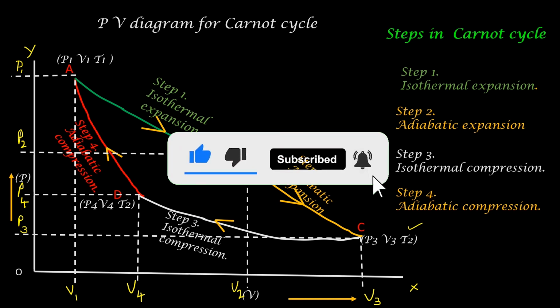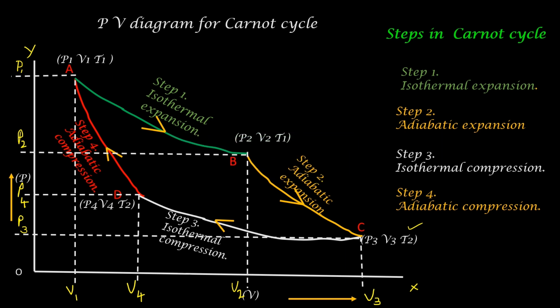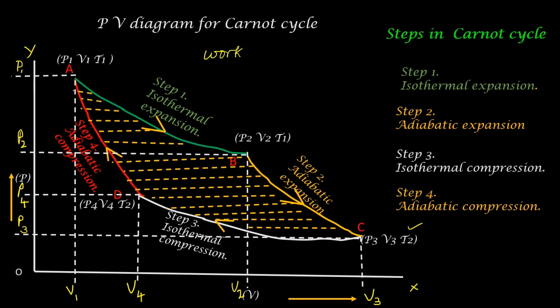During each step, some amount of work is done. The total work done is the area enclosed by the loop A, B, C, D, A. I hope it is clear. We have to derive an expression for calculating the work done in the Carnot cycle and also discuss the efficiency of Carnot cycle. That we will do in the coming videos. Otherwise, this video will be too long.